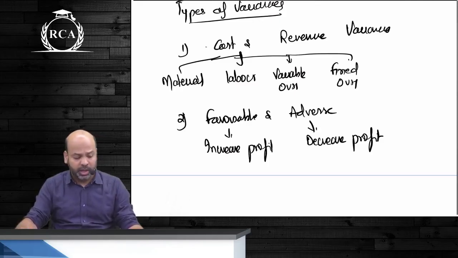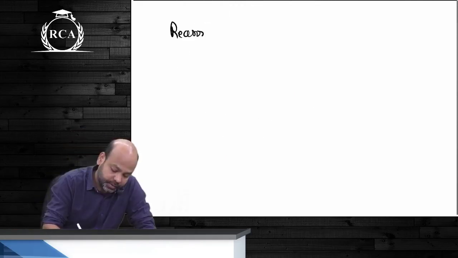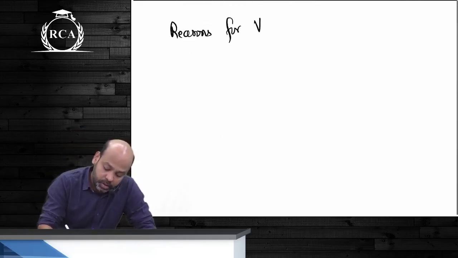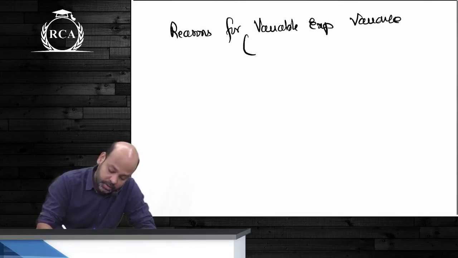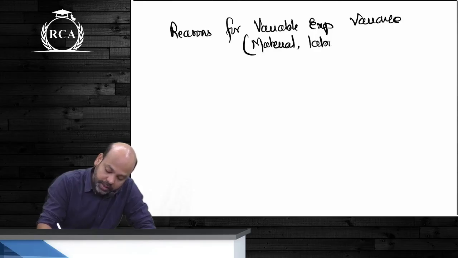Did we do controllable and uncontrollable cost in the beginning? Same explanation. The reasons for any variable expenditure variance. Variable expenditure, guys, can be your material cost, it can be labor cost, or it can be variable overhead.